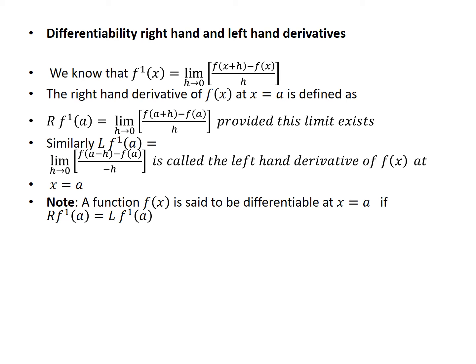So we shall see a note on this. A function f of x is said to be differentiable at x is equal to a if both the right hand derivative and the left hand derivative at x is equal to a are equal. That is, R of f dash of a is equal to L of f dash of a.